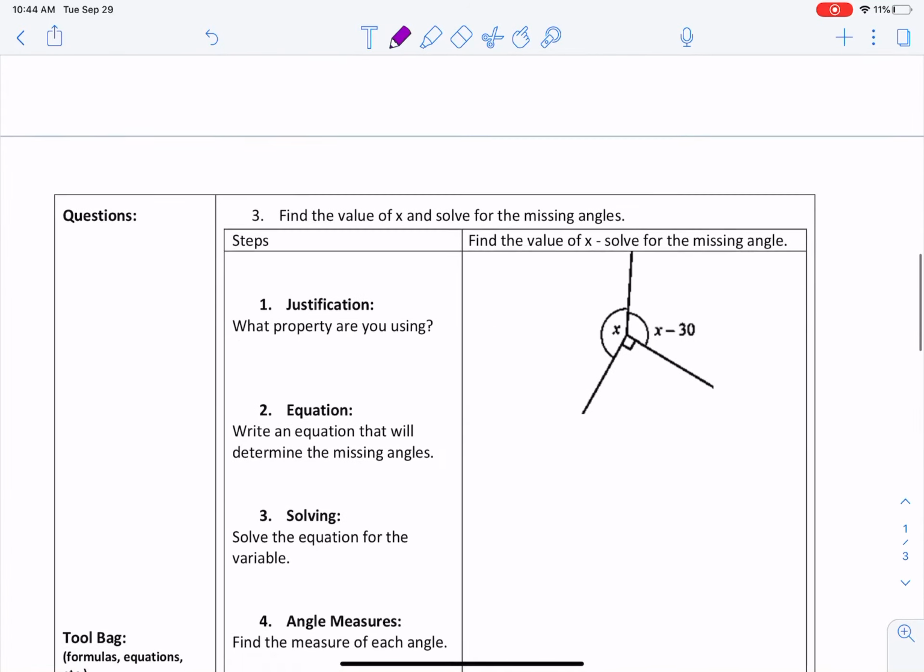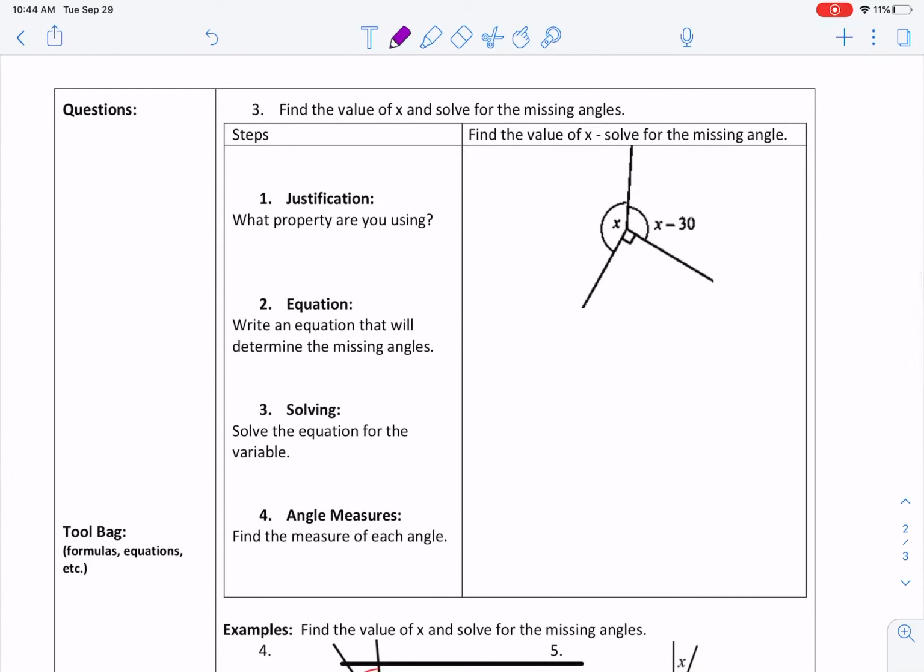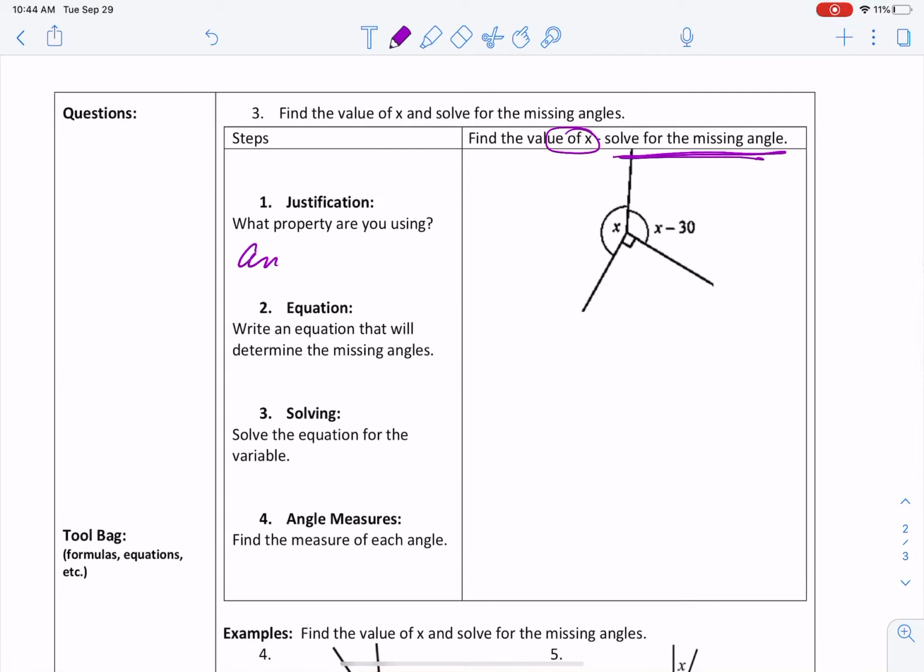Let's look at number 3. This time, we are finding the value of x and solving for missing angles. So there's 2 parts to this. So we follow the same 4 steps that we have been for this section. Our justification is these are angles at a point. And I know that because all the angles have a common vertex, right there.